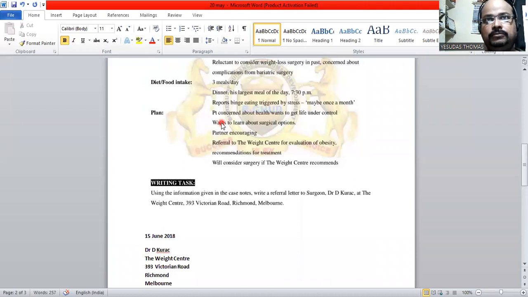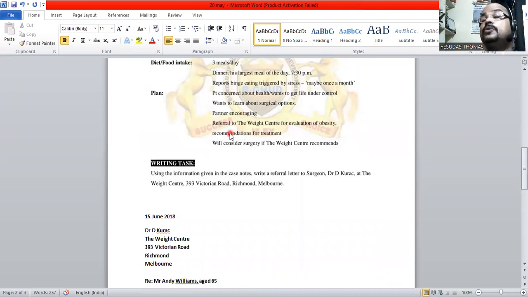Now, what is the plan of reference? Right now, the patient is in a very pathetic condition, and he needs the help of someone to reduce his weight and to live a peaceful, secure life. He needs to do his activities of daily living. Right now, he's facing some difficulties. He's not able to do his own duties and responsibilities, which he has to do daily. So he's getting help from his partner. He wants to learn about the surgical options, and the partner is encouraging. The support is there from the partner.